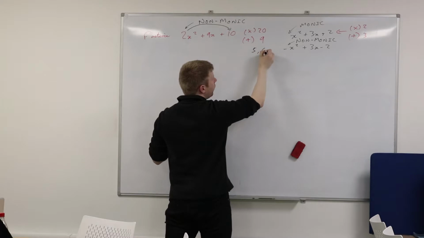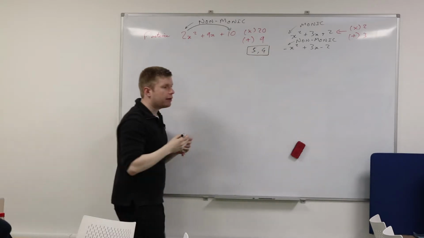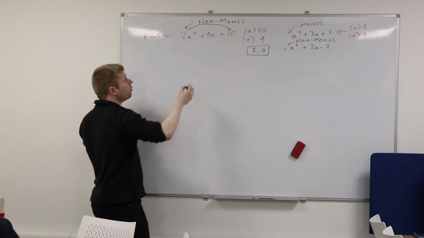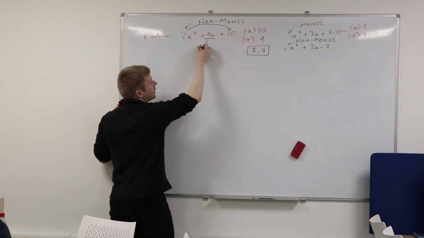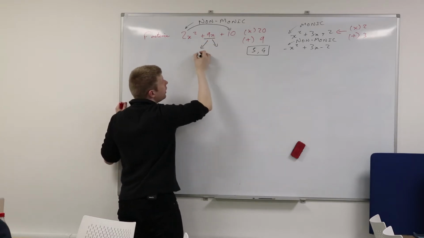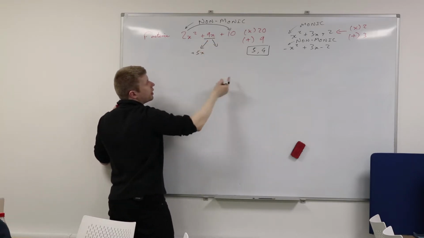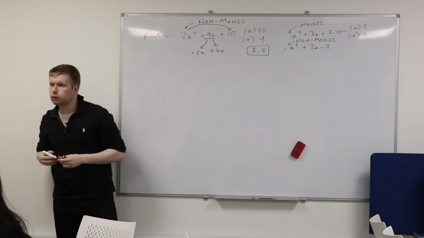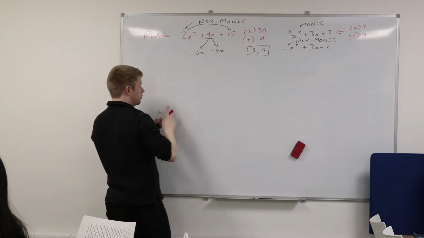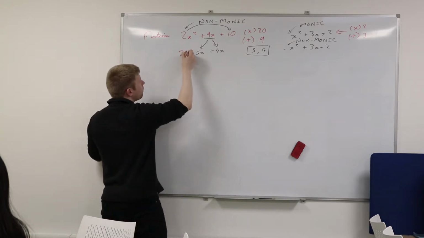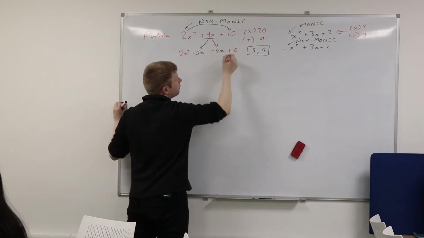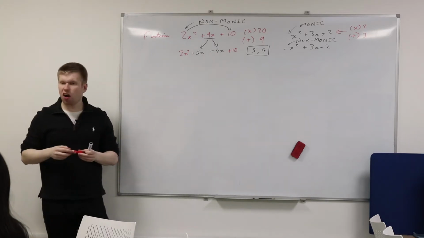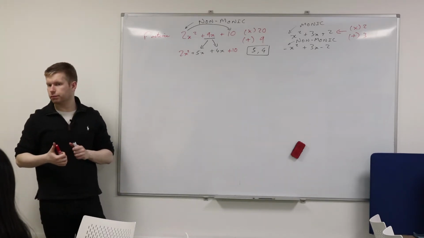Okay. Now the question is, where do we put this 5 and this 4? Well, really simple. You just break up this 9x into 5x, in fact positive 5x, and positive 4x. Okay? Positive 5x and positive 4x. Everything else stays the same. So you've still got your 2x squared at the front, and you've still got your plus 10 at the end. Is that okay? That's the hardest bit done.